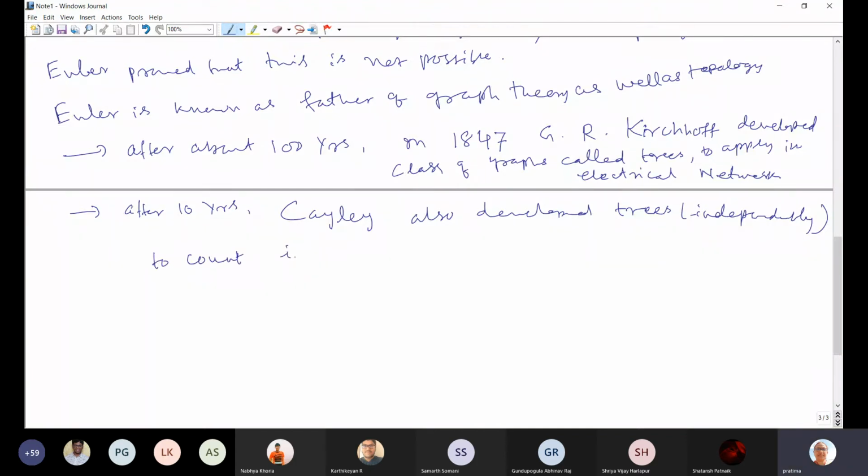To count isomers of saturated hydrocarbons.